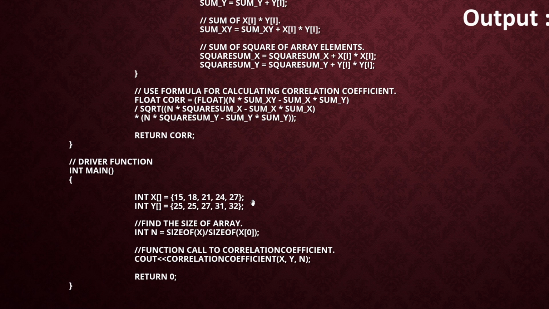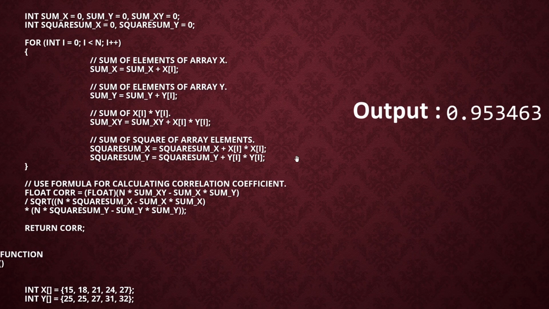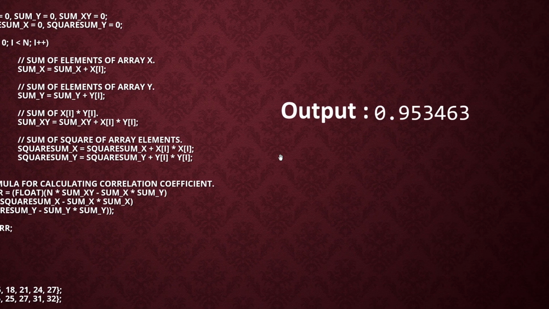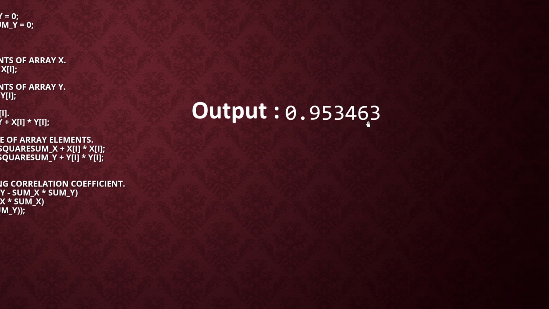When you give the input values as x values 15, 18, 21, 24, 27, and y values 25, 25, 27, 31 and 32, then we'll get the output equal to 0.953463.